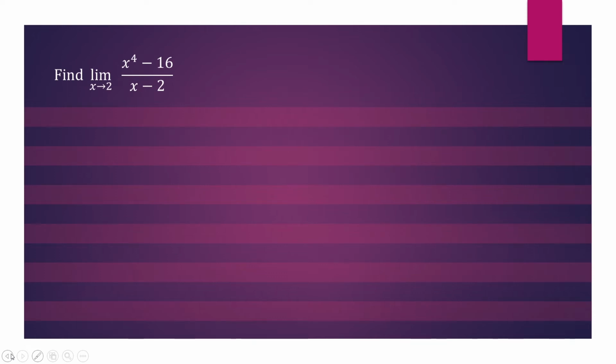Hi everyone, in this question we'll find the limit as x approaches 2 of (x^4 - 16)/(x - 2). The first thing to do is try direct substitution. You'll get (2^4 - 16)/(2 - 2). So you can see we're going to get (16 - 16)/0, which is obviously 0/0. So we have the indeterminate form.